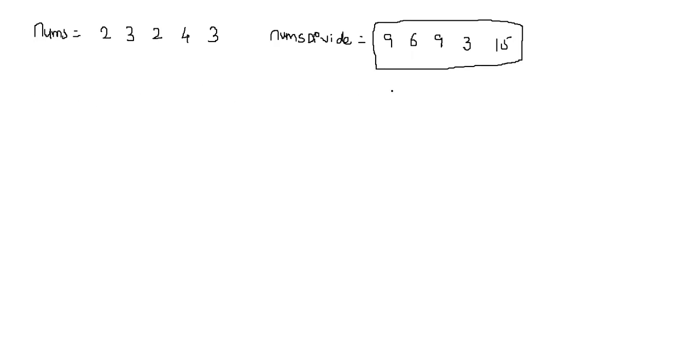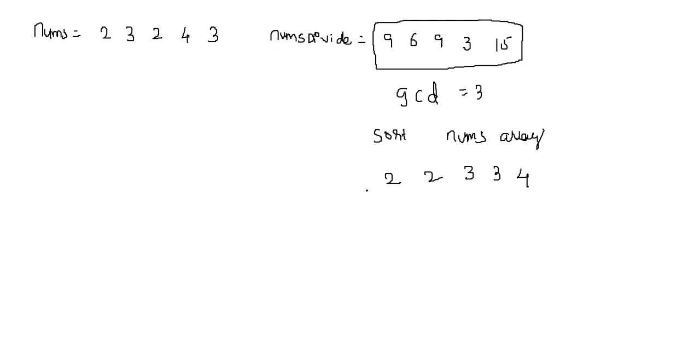Okay, so when I find the GCD of all these elements, what is the GCD I'll be getting? The GCD I'll be getting is 3. Now we have to sort the nums array. First we have to find the GCD of numsDivide. You will get the GCD value as 3. Okay, after that sort this particular array, that is 2, 2, 3, 3, 4.